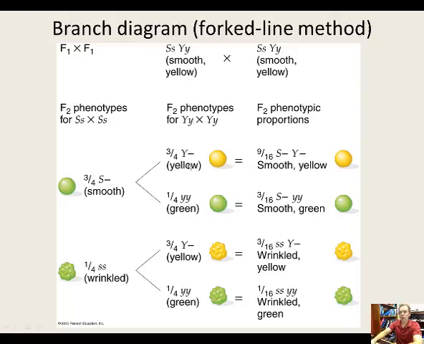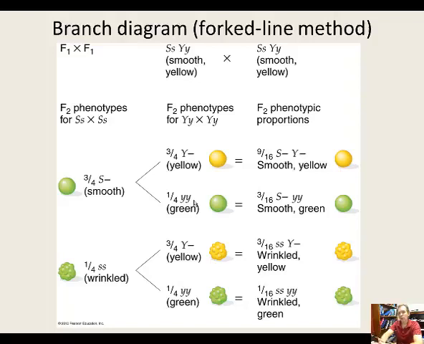For the second trait, we do the same thing. Yellow versus green. 3/4 of the offspring in a monohybrid cross would be yellow, and 1/4 would be green. Again, that's the Mendelian 3:1 ratio. 3/4 are big Y with a dash, again because some of them are big Y big Y, and some are big Y little y, but the green ones are absolutely little y little y. What we're doing here is we're multiplying fractions together. That's it. It's very simple. If you can multiply fractions, you can do the forked line method.